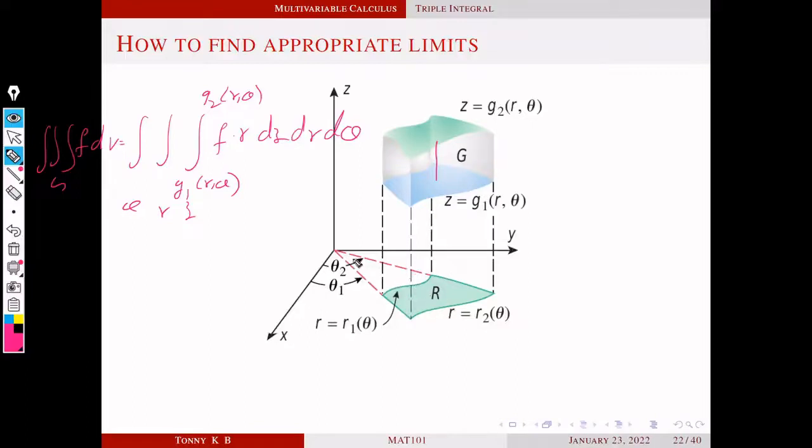It is clear that r is varying from this point to this point. This is the range of r. So the lower value of r is in terms of theta, that is r1 of theta, and the upper value of r is in terms of theta, that is r2 of theta. Again, to cover this region, theta should vary from theta 1 to theta 2. So this is the iterative integral representation of this triple integral in cylindrical coordinates.